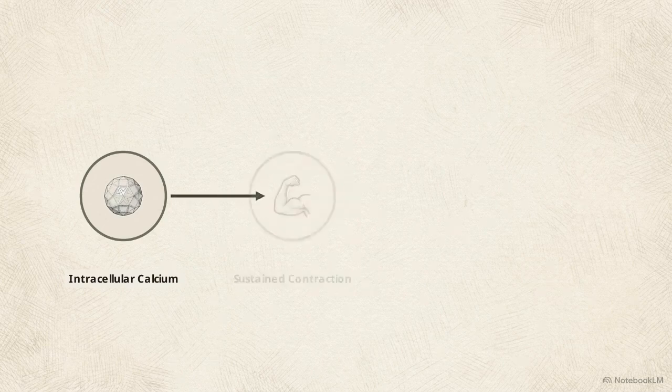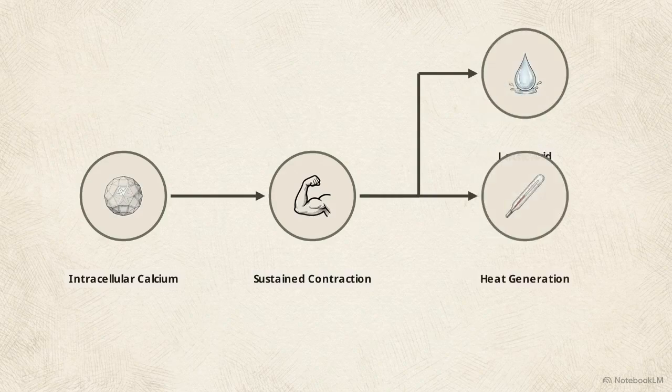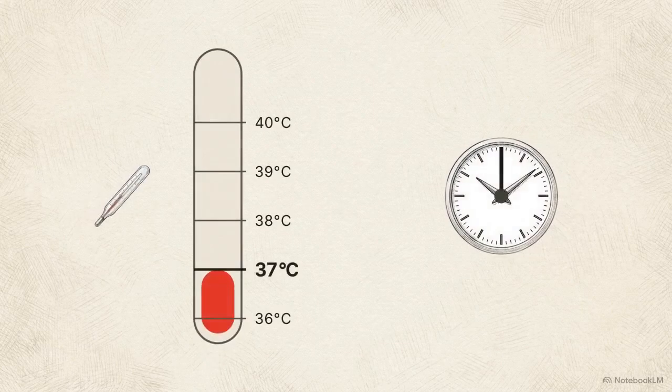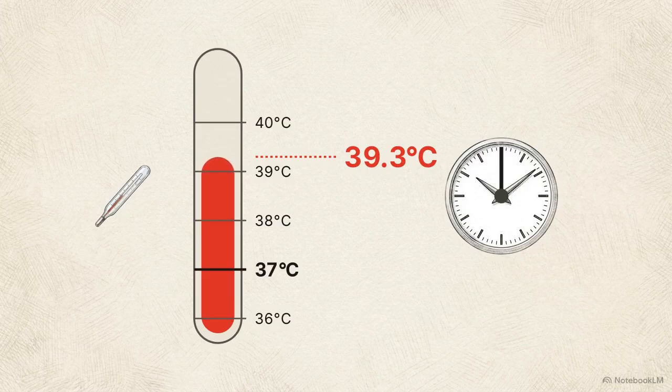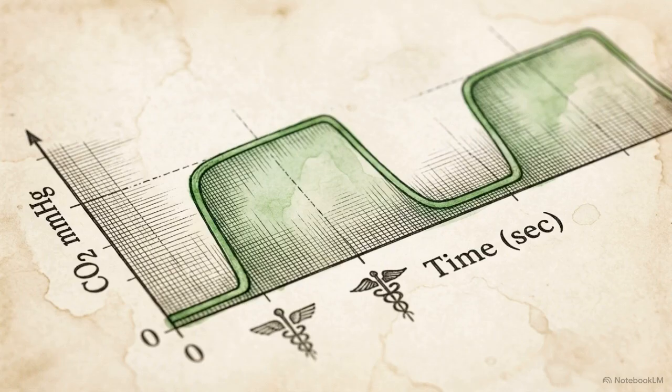The increased intracellular calcium forces sustained muscle contraction, which generates high volumes of lactic acid and heat, driving a massive spike in oxygen consumption and carbon dioxide production. In the operating room, tachycardia and a rapidly rising end-tidal CO2 are the earliest measurable clinical indicators of this hypercarbic state. Hyperthermia is a late-stage indicator. A patient's temperature will climb rapidly, rising 1 to 2 degrees Celsius every 5 minutes, frequently reaching an average of 39.3 degrees Celsius. Because the generation of heat occurs at the end of the metabolic cascade, relying on temperature changes delays intervention. Monitor-based signs like end-tidal CO2 provide your only window for early rescue.